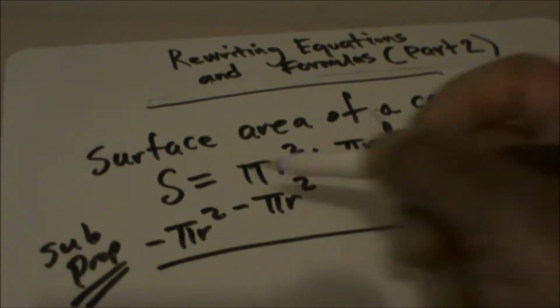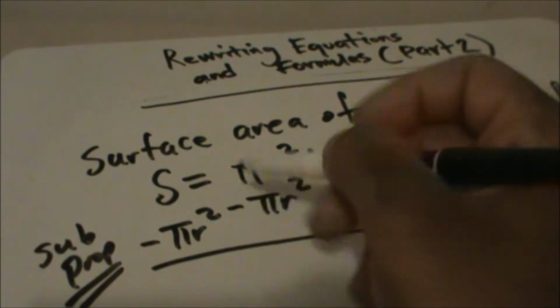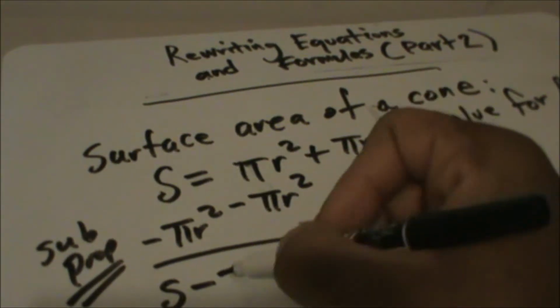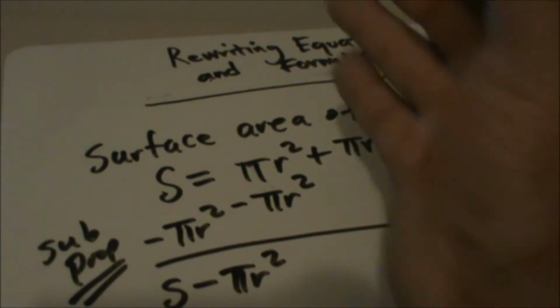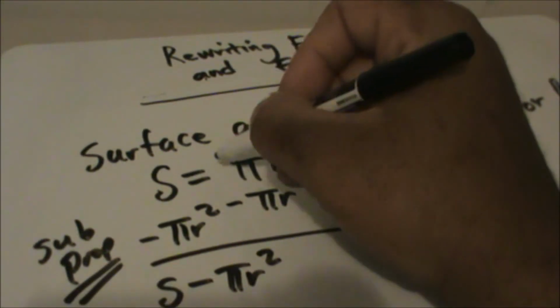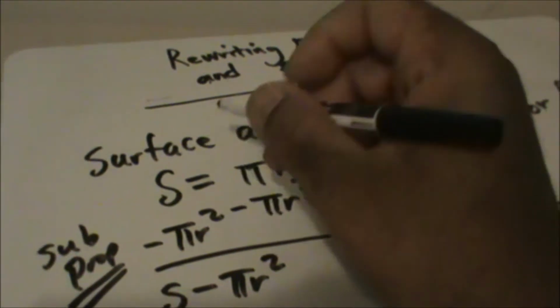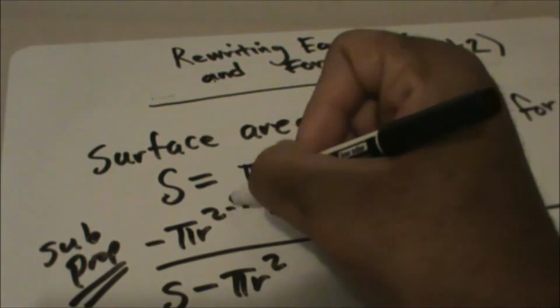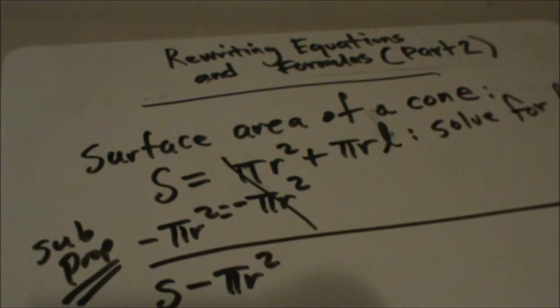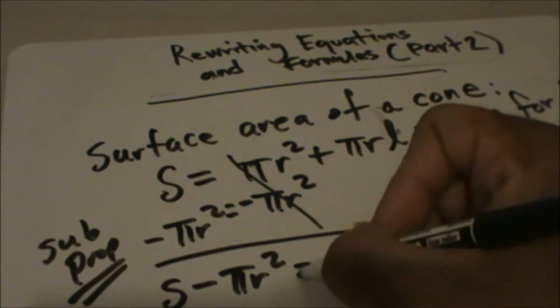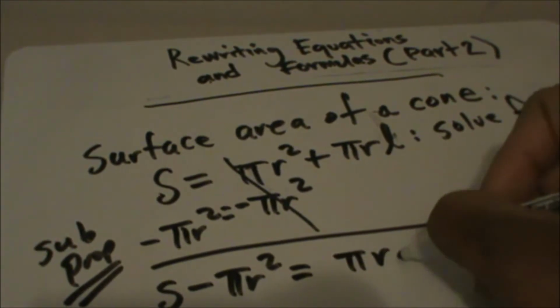All right, so we have S minus pi r squared. S minus pi r squared. So we just relocated the terms. All right, so this is the equal sign right here. So this is minus. All right, so this cancels. Okay, so you have equals pi r L.